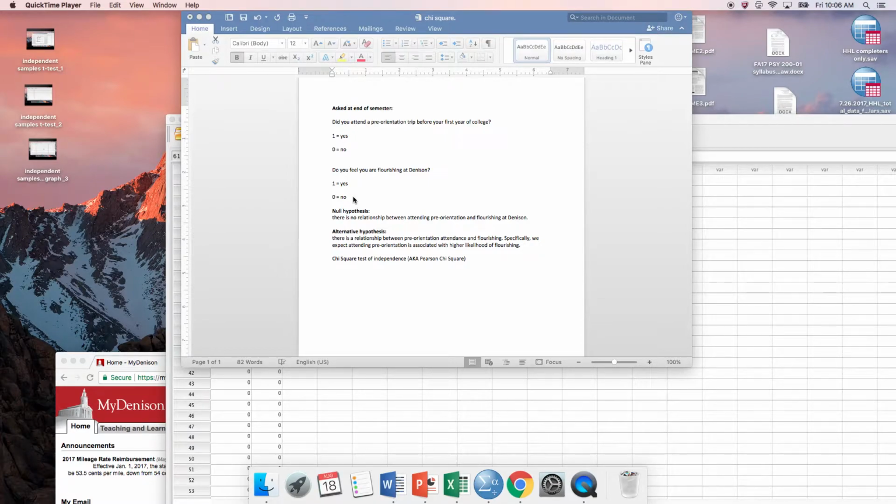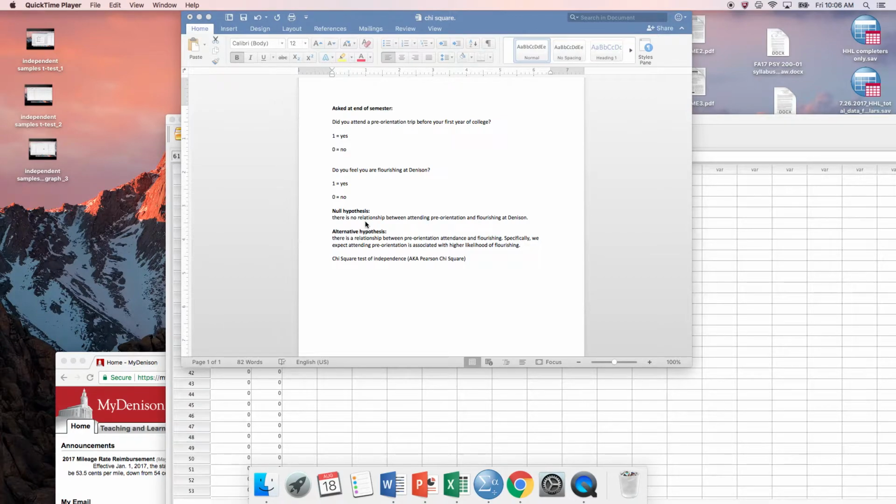Yes or no? Well, notice that both of these questions could be asked in a different way that might not give us this categorical dichotomous data. But since they are asked this way, then a chi-square test of independence would be the best approach for analyzing this kind of question.